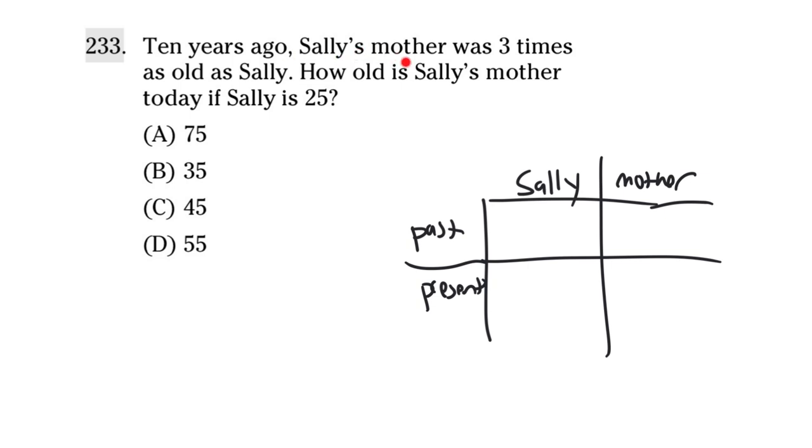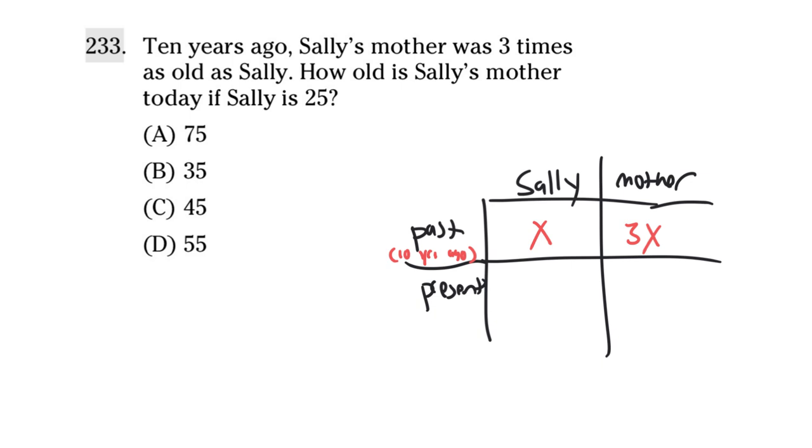So 10 years ago, Sally's mother was 3 times as old as Sally. So let's call Sally's age back then X. Okay, so back then, that's 10 years ago, Sally was X years old. And in fact, I'll just remind us that's 10 years ago. And according to the information, in that moment in time, Sally's mother was 3 times as old as Sally, so we're going to call this 3X.